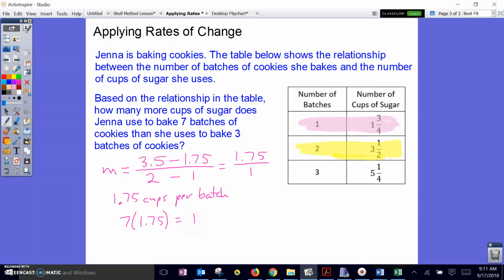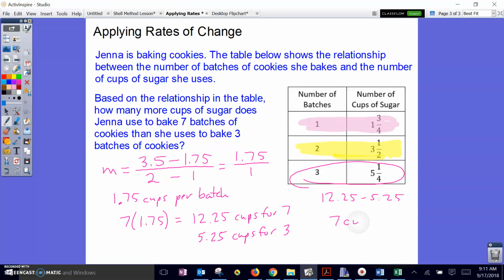So she uses 12.25 cups for 7 batches. And she uses, you can find from the table, 5.25 cups for 3 batches. And we are trying to find how much more she uses for 7 than for 3. And so we'll subtract these 2 numbers. And Jenna uses 7 cups more sugar to bake 7 batches of cookies than she uses to bake 3 batches of cookies.